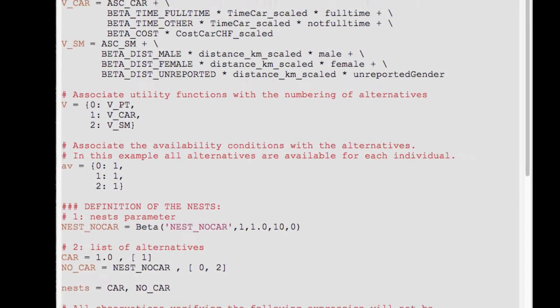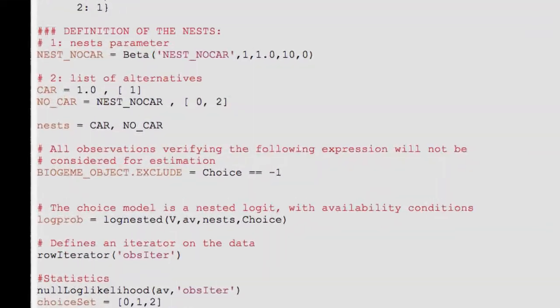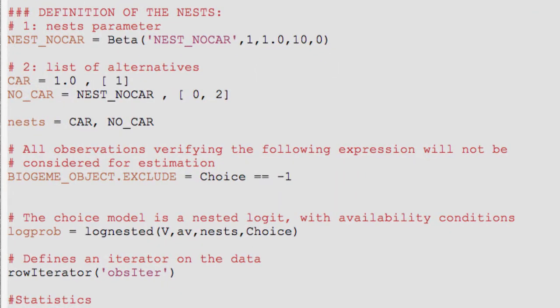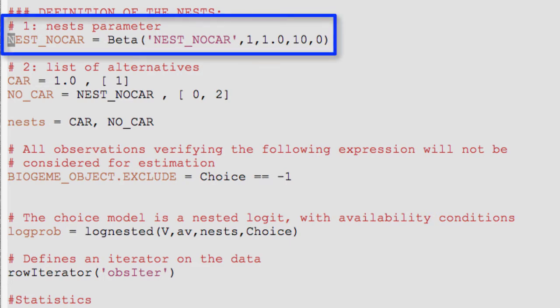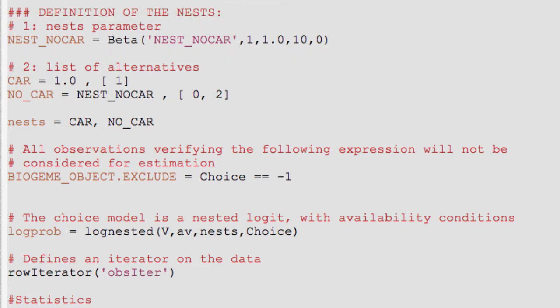And then we define the nests. In this specification, we will group together the two alternatives which are not car. So we will put car alone in one nest and the two other alternatives in another nest called no car. We define the nest parameter that will be estimated for the second nest as nest no car. And then we associate the list of alternatives to each nest.